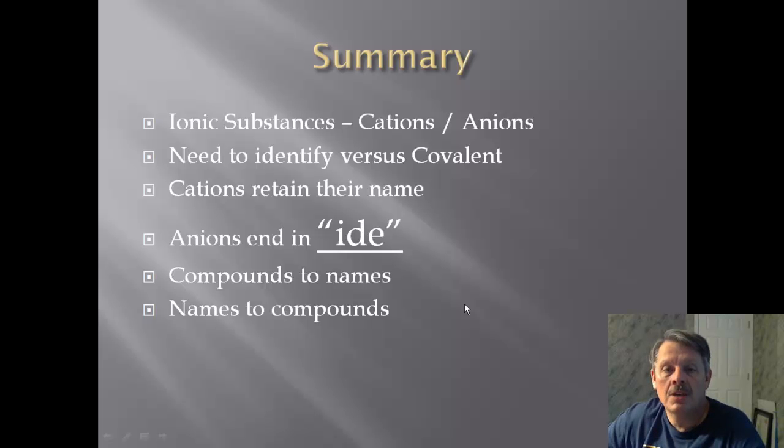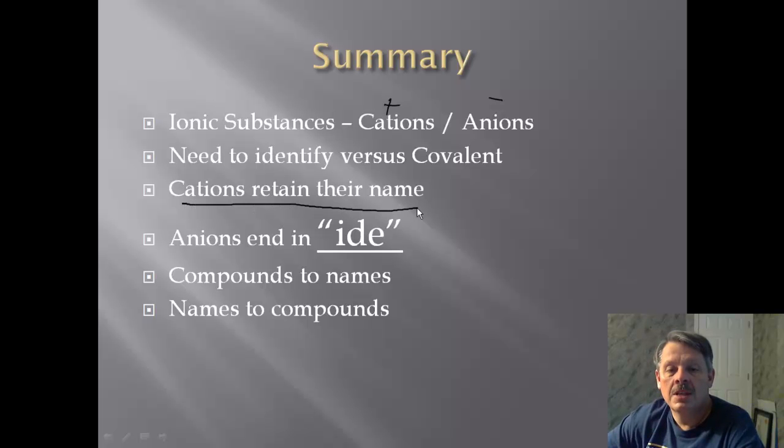All right, guys, so in summary, the ionic substances are always cations and anions. And that means they are positive and they are negative. And they hold themselves together because they are positively and negatively charged, and opposites attract. We always need to identify ionic substances versus covalent substances, and we'll talk about that in the future. Cations retain their name. That's the positive, the metal. And the anions end in -ide. That's the thing on the right-hand side of the periodic table. When they're on the periodic table, they end in -ide.